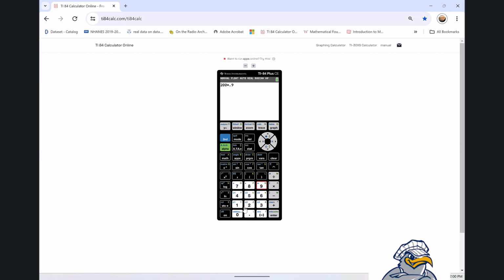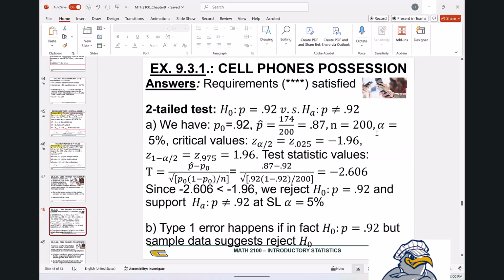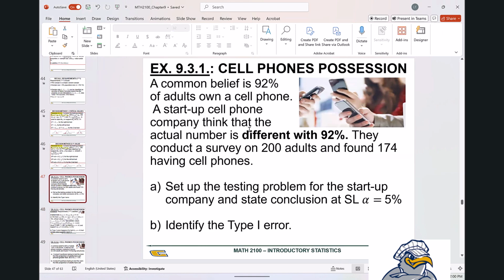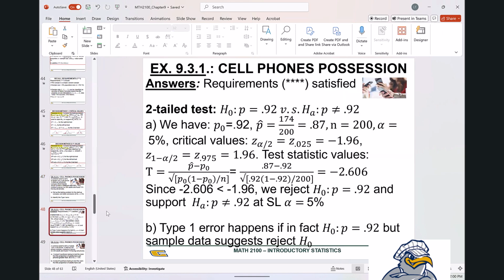1 minus 0.92 is 0.08, right? So we get a good approximation here, and the theorem performs well. So we check that the requirement is satisfied, and we state the testing problem. Because here we care about percent and proportion, and they say they believe it's different, right? So it's just p different from 0.92, and this here is not. So these are two testing problems.